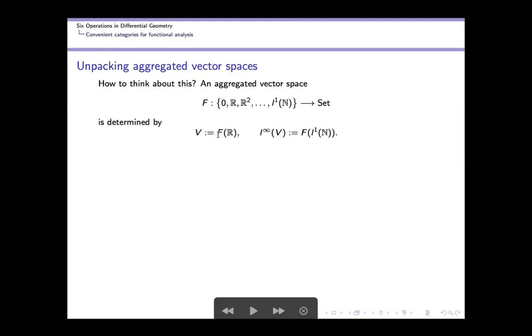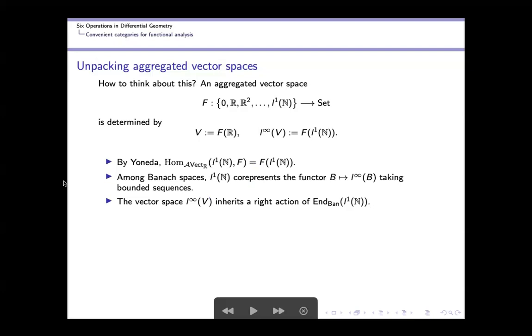So let's just declare that the value of F on R is some vector space V. That's just the name for this vector space. Well, with finite products, you cannot reach this object over here. The value on L1 is not determined by the values on all these other ones. So I'm just going to denote the value of F on L1 by L infinity of V. In just 3 seconds, it's going to become clear why I'm doing this. So an aggregated vector space is two pieces of data: this underlying vector space V, and then another vector space L infinity of V.